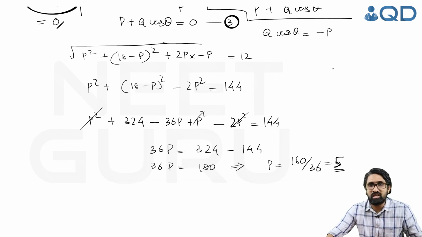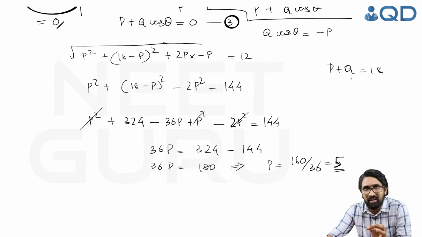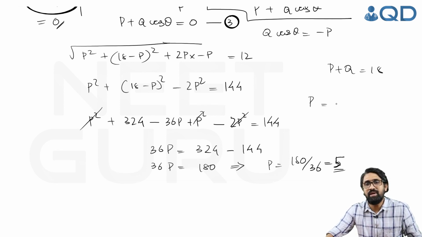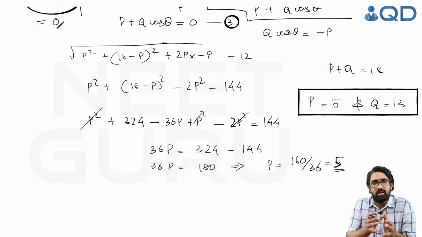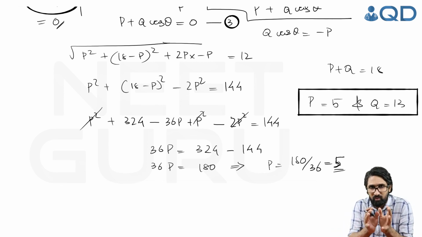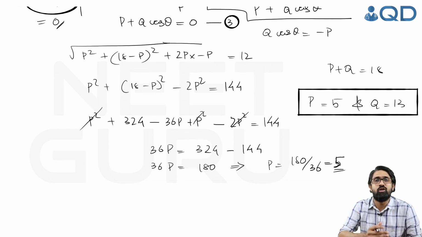Now, we know that p is 5. And from the first equation, we know that p plus q is 18. So if p is 5, q has to be 13. So we can say that p is equal to 5 and q is equal to 13 is our final answer. That is how we solve it. We have written down 3 equations based on the clues that were given in the question, and then we finally simplified them. That is how we solve this question.